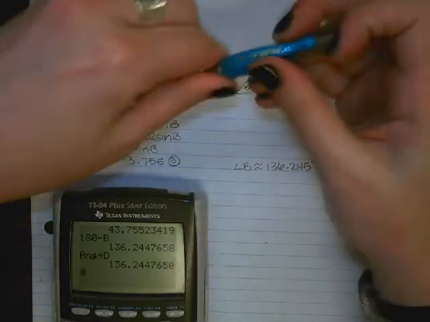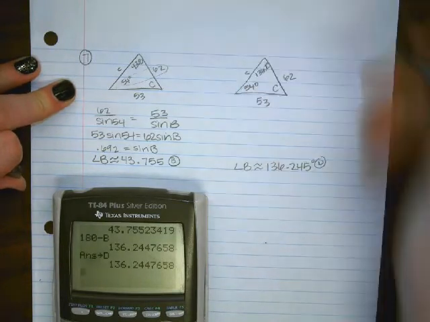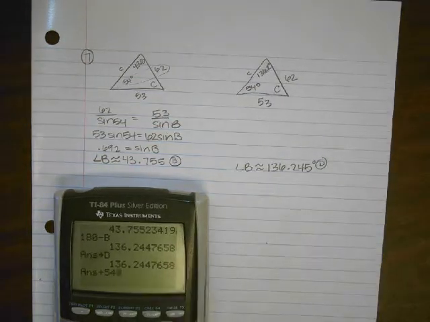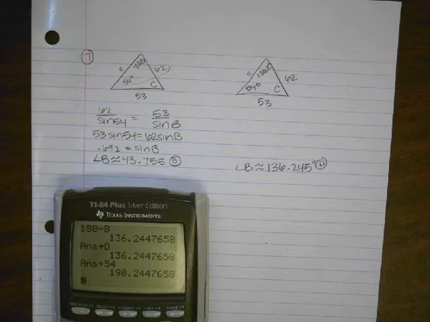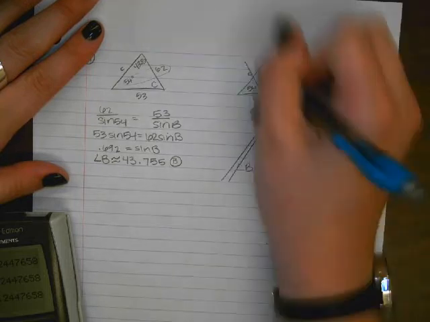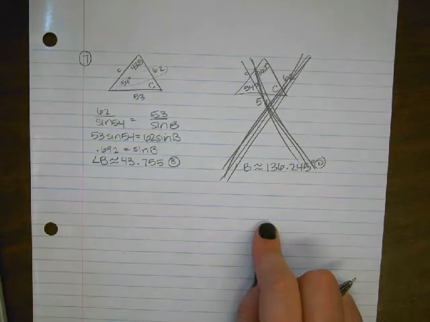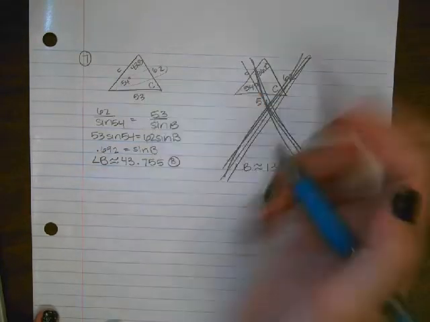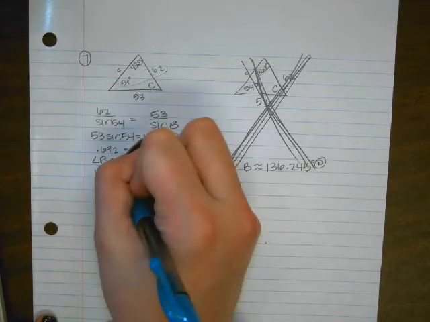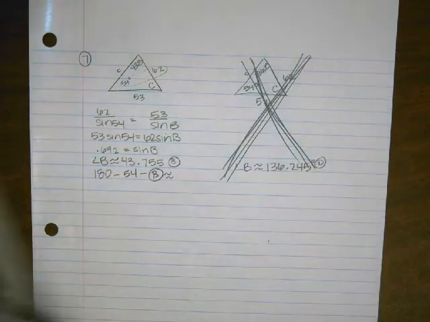Over here, 136.2. That's not going to make a lot of sense because 136 plus 54, so if I take this and add 54 to it, it's already 190 degrees, and I'm not even finished finding the angles. So that means that there is only one triangle to solve for this problem. I don't have 2, I just have 1. So I will go ahead and finish solving this triangle. So I've got 2 sides, I need the third angle. So I'm going to do 180 minus 54 minus angle B.